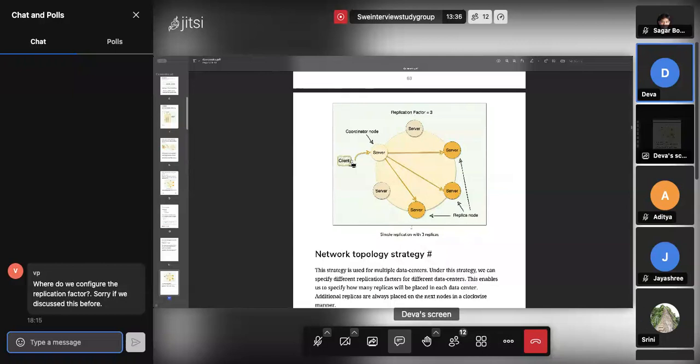One question somebody has: how do we configure the replication factor? I think this is part of when we are creating the keyspace, right? If you go a little above, they said how we are setting the replication factor.